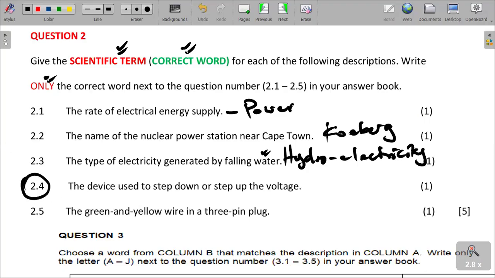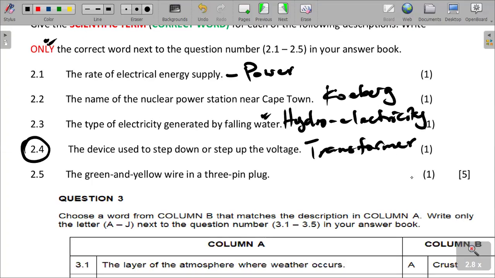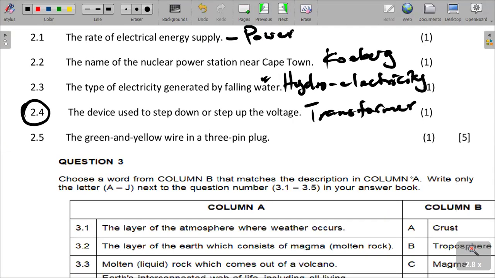And then the device used to step down or step up voltage. We are saying when we are increasing or decreasing, regulating the flow of current, it is regulated through a transformer. A transformer is used to increase or decrease the flow of current, the flow of power within a power system, within a national grid.